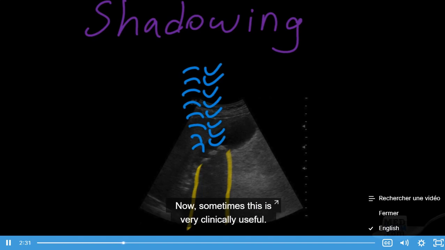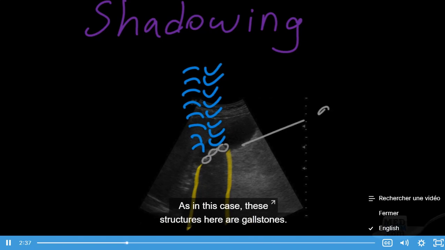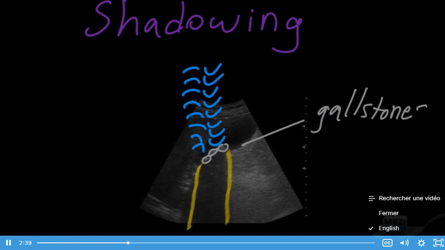Now, sometimes this is very clinically useful, as in this case, these structures here are gallstones. And the fact that there is posterior shadowing helps us know that they are gallstones, but the shadowing is an artifact, because in fact there are structures visible beyond that area. They're just not visible to the ultrasound machine because the sound waves cannot penetrate or see through the gallstones.